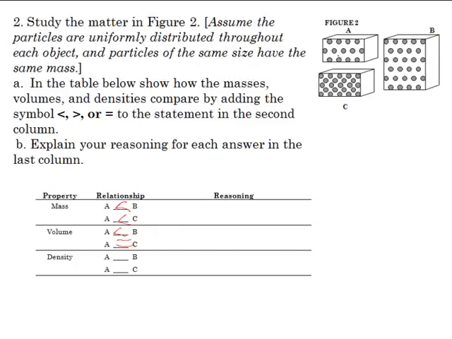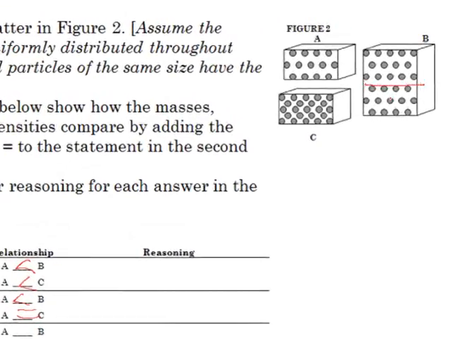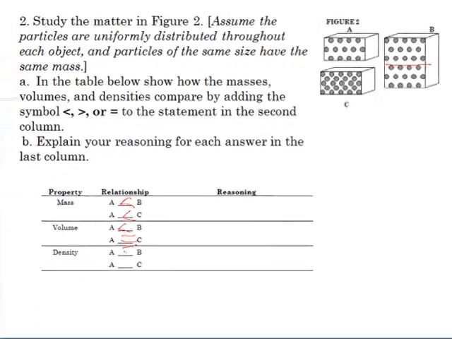The density of A and B, if I again take the box of B, I'm going to have the same number of particles as I do in A, so density of A is going to be equal to B, and the density of A compared to C, same volume, more mass with C, so the density of A will be less than C.